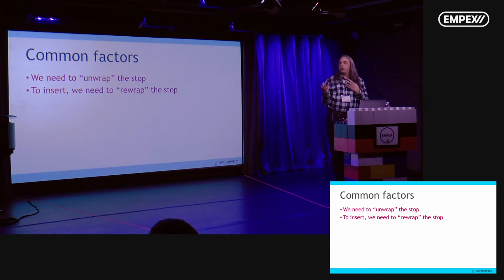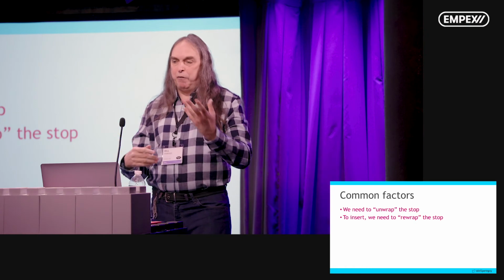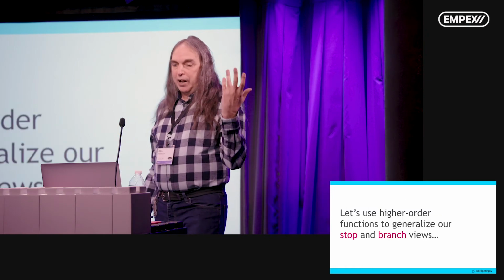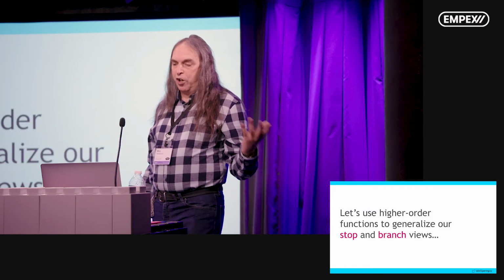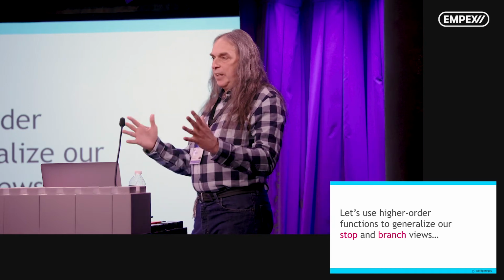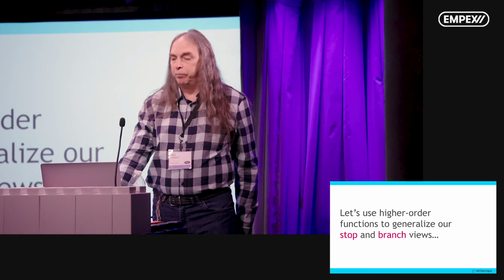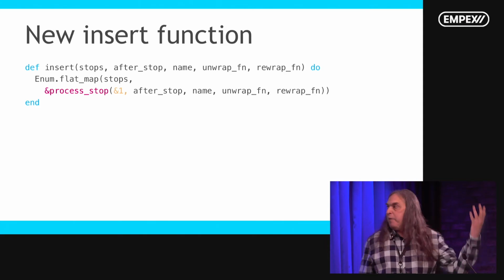Then later when we want to insert it, we have to take this bigger data structure, create that new stop, and plop it inside of that structure we already have. So it sounds like we have 2 functions there. So let's try to use some higher order functions to generalize this stuff and make these 2 things use common code. So first, let's make a new insert function.